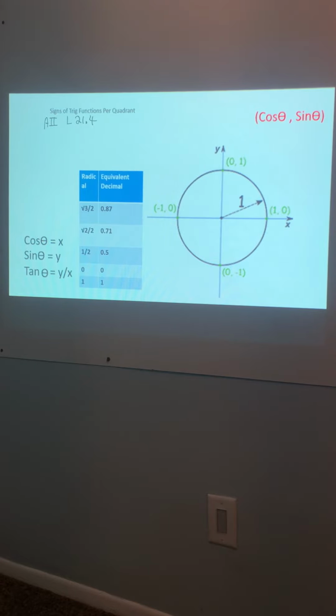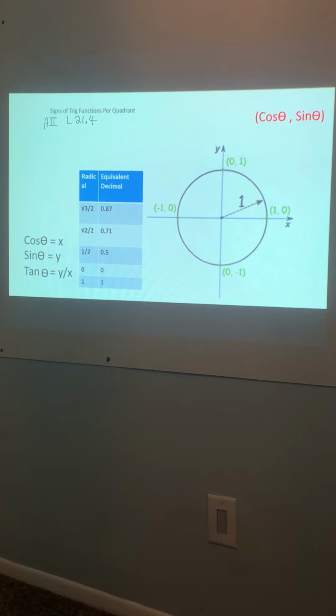This is going to be signs of trig functions per quadrant. Make sure you get the cosine of theta is x, the sine of theta is y, and your new one now, the tangent of theta is going to be y over x, which is sine of theta over cosine of theta. There's your good old chart. I bolded it this time. Hopefully you'll be able to definitely see it.